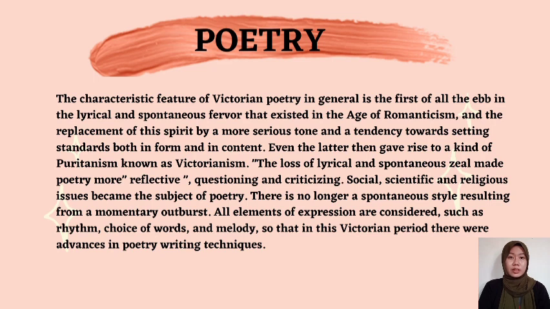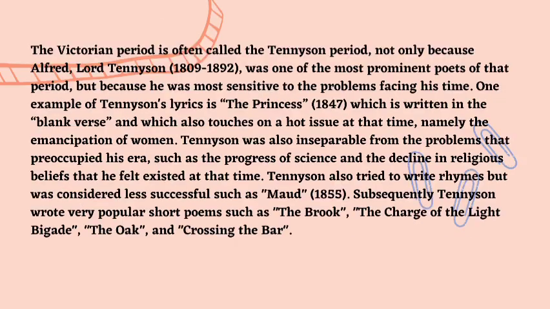The loss of lyrical and spontaneous joy made poetry more reflective; questioning and criticizing social, scientific, and religious issues became the subject of poetry. There is no longer a spontaneous style resulting from a momentary outburst. All elements of expression are considered, such as rhythm, choice of words, and melody, so that in this Victorian period there were advances in poetry writing techniques.